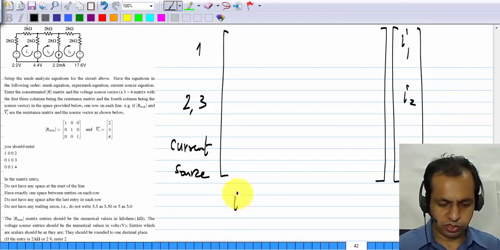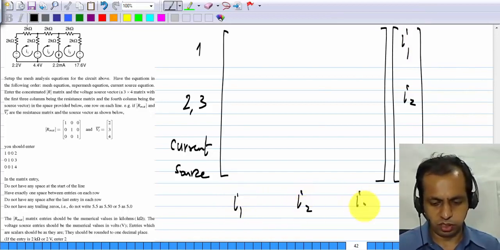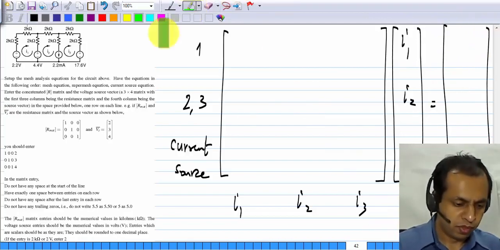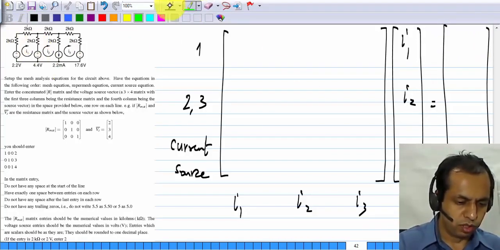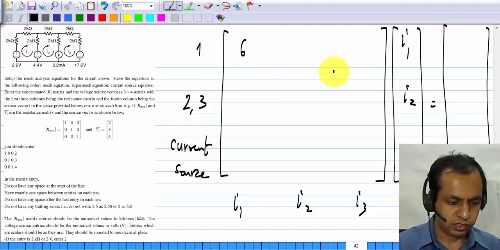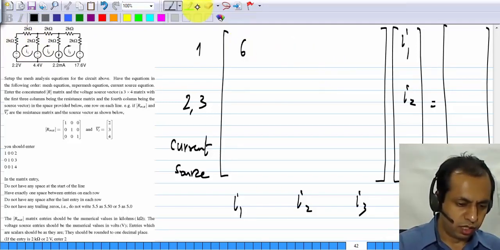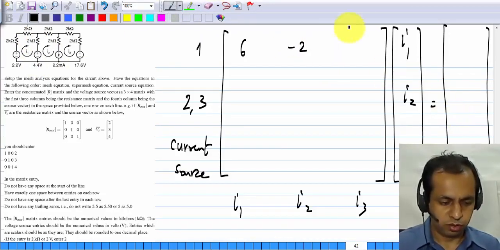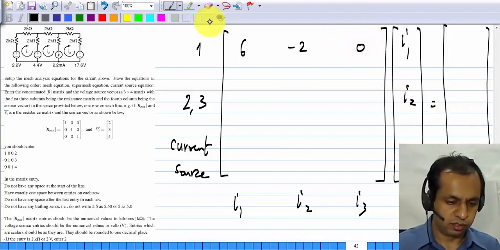And the 3 columns of this naturally will be for I1, I2 and I3, and this whole thing equals the source vector. Okay, so for mesh 1, the total resistance is 6. Okay, and common to mesh 1 and 2 we have 2, so we'll have minus 2 over there, and common to meshes 1 and 3 there is nothing.